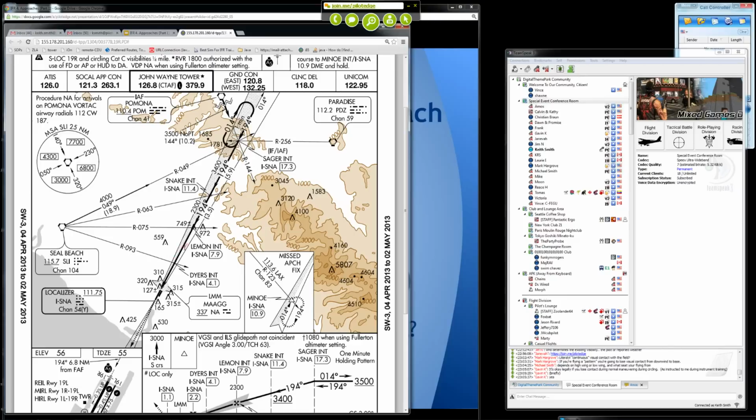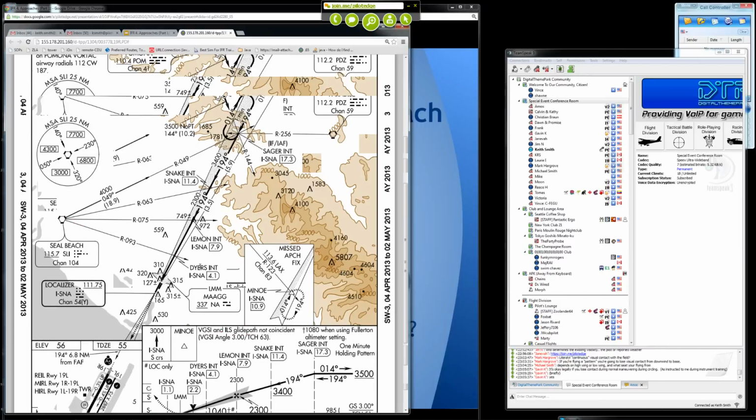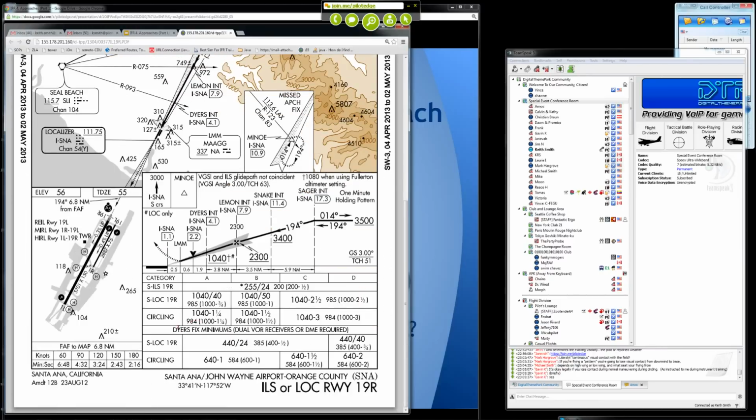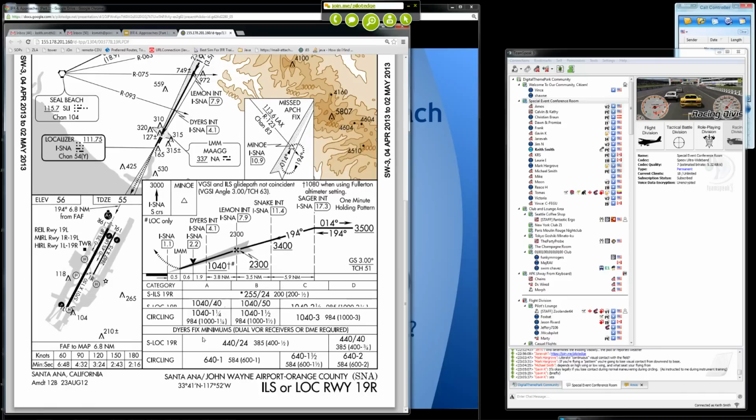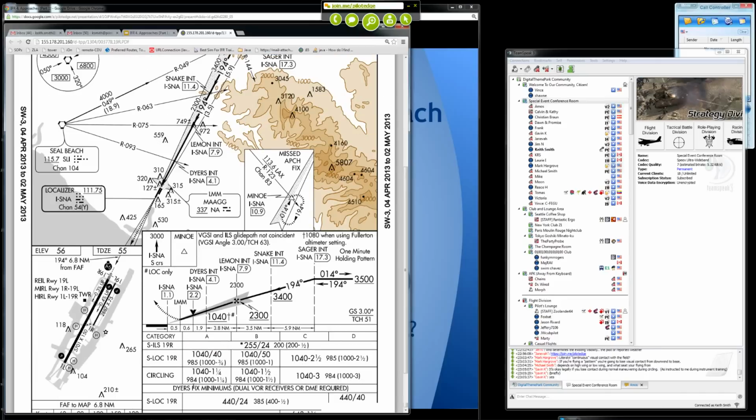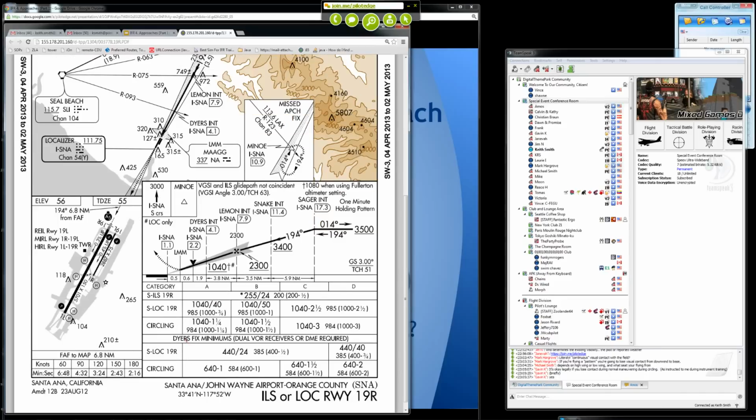With good reason, right? When you're getting down that low, it's not the time to be swapping from the localizer to Seal Beach again. And that's confirmed here. If you're able to identify DYERS, and there's a note here that says you need either dual VOR receivers or DME. So take our minimally equipped case where we only had a single VOR with no DME. That's telling us that not only is it not a good idea, we're not allowed to try and use the DYERS minimums. What that means for us is these minimums don't apply. The DYERS fix minimums do not apply because we're not able to identify DYERS.